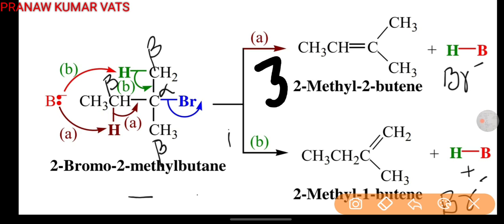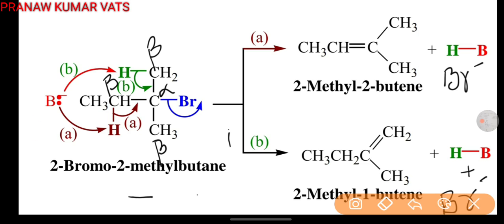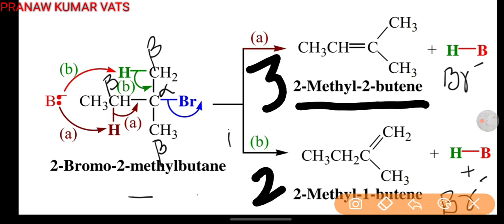But if we count for product B, we see here no alkyl group, here 1 alkyl group, and here also 1 alkyl group. So how many total alkyl groups will be here? 2. So we will write here 2 and here 3. So we can say that this is a tri-substituted alkene, while this one is a di-substituted alkene.